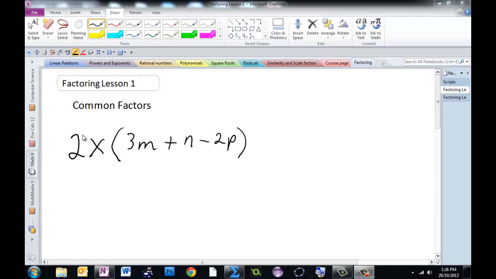Hello and welcome to the first lesson of the factoring unit. Today we're going to be dividing out common factors.